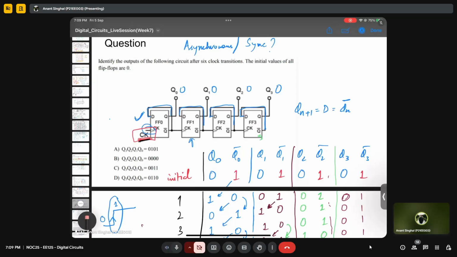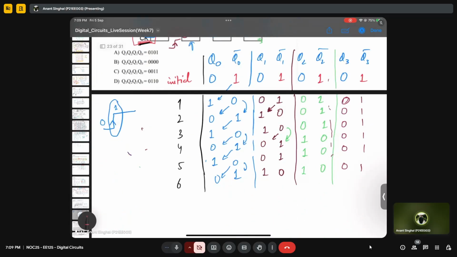So what I'm saying is every flip flop clock, which is this clock, is connected with Q naught. That means it is a positive edge triggered clock, and it will only work when there is a transition of 0 to 1. Whenever there is a 0 to 1 transition in Q naught, there will be a transition in the next state. For example, here also, whenever there is a 0 to 1 transition, there will be a transition in the next state. And if that is not the case, then this will remain the same always.